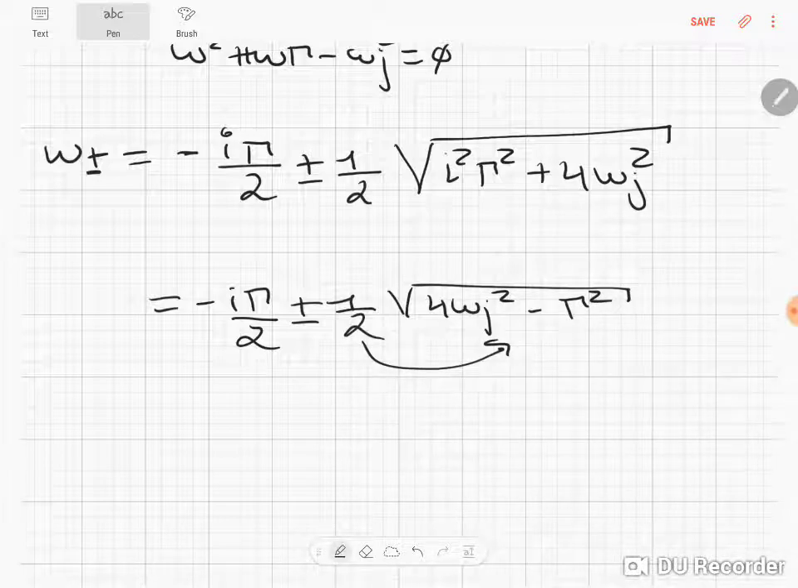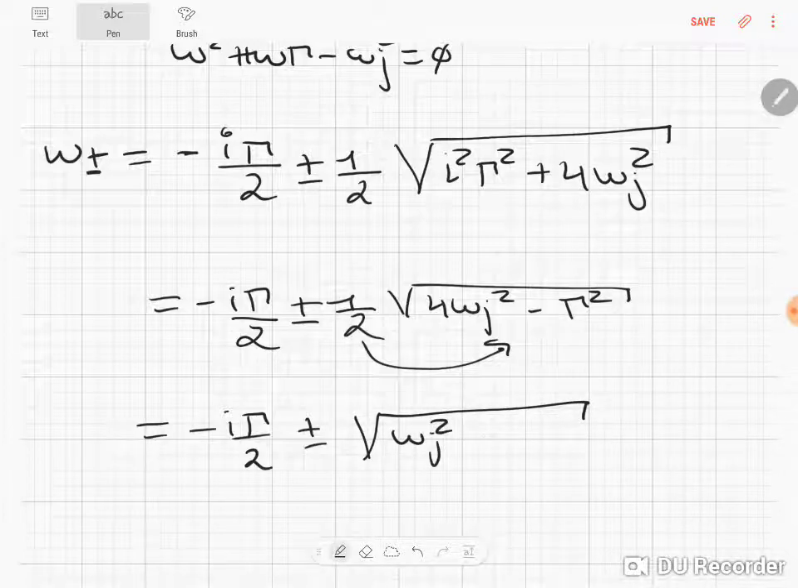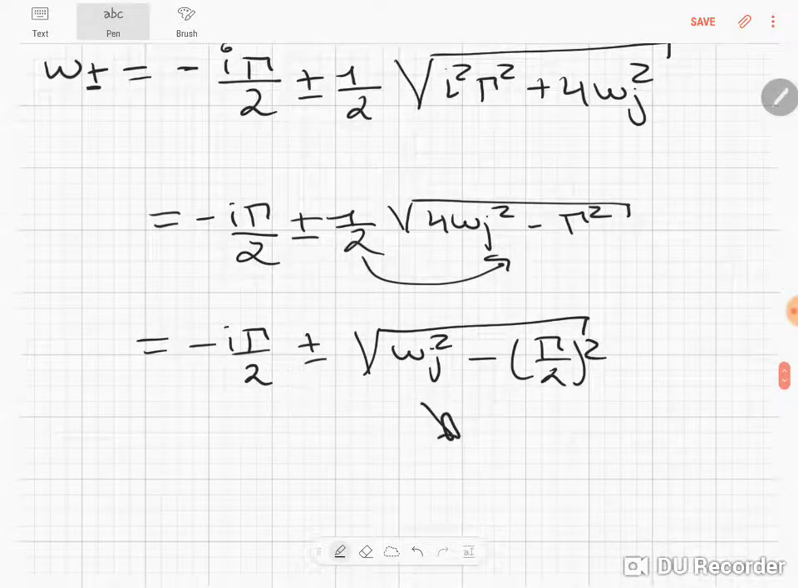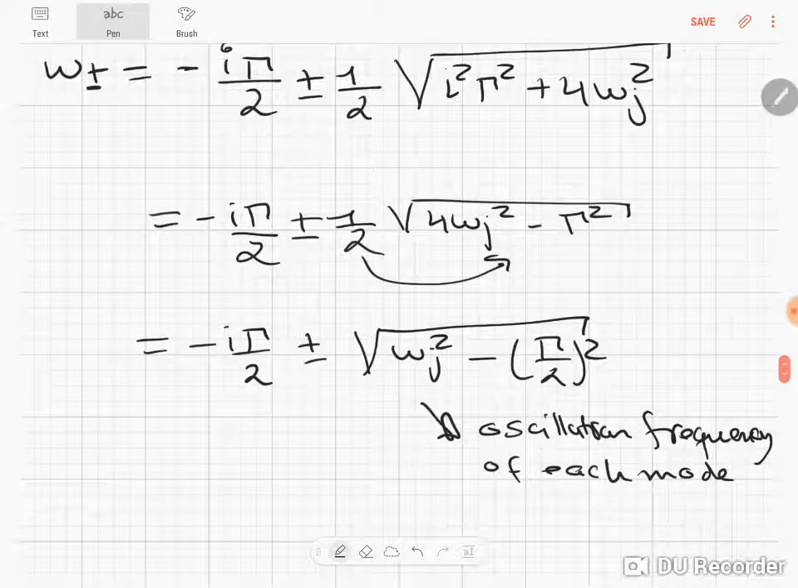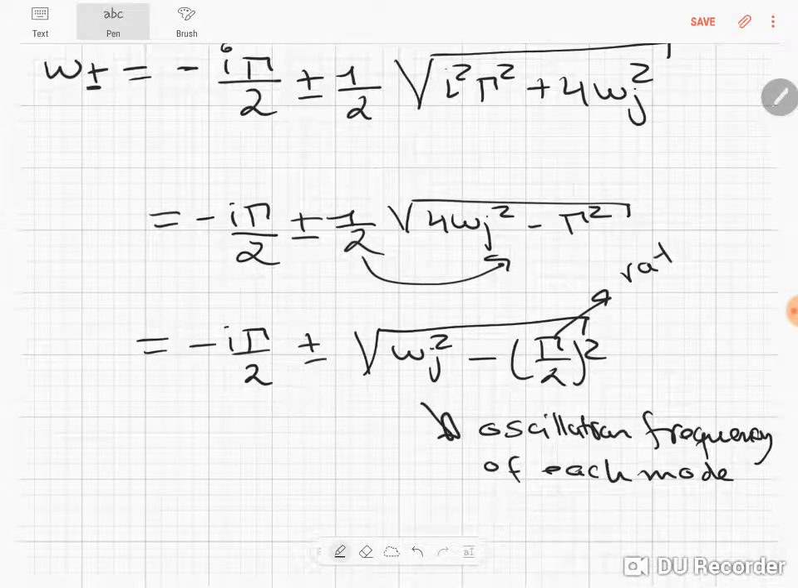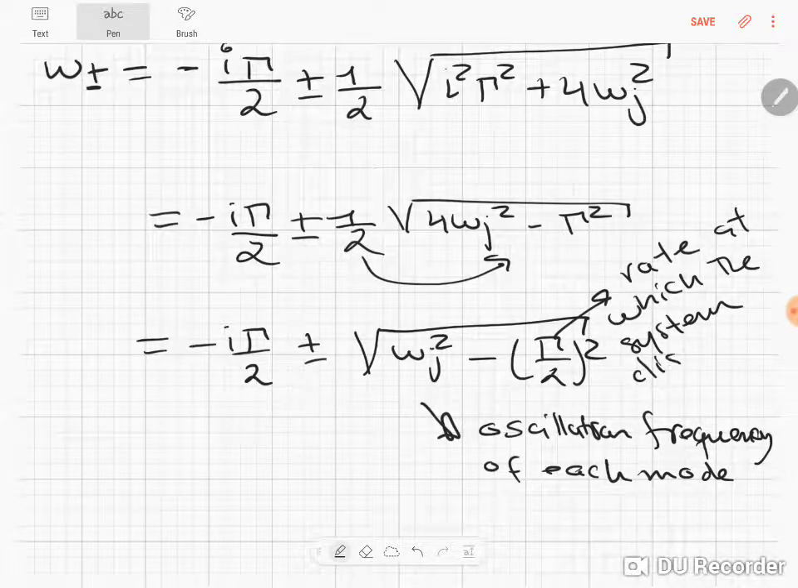If I put this 2 inside here, inside this square root, it goes as a 4. And this is minus i gamma divided by 2 plus or minus the square root of omega_j squared minus gamma divided by 2 squared. Okay, so what we have here is that this omega_j squared is the oscillation frequency of each mode in the Lorentz oscillator, and this gamma here is the rate at which the system dissipates energy.